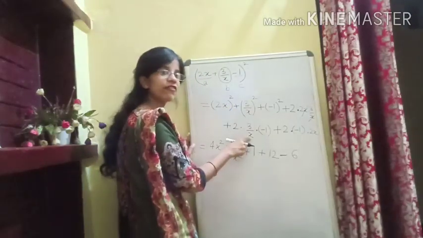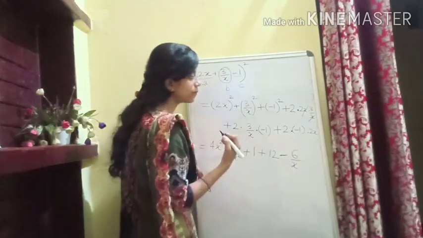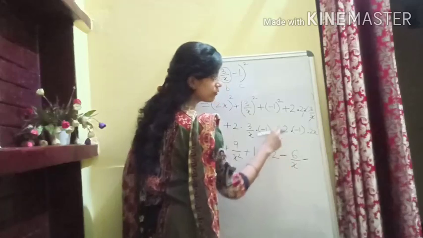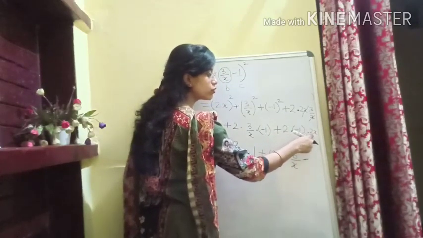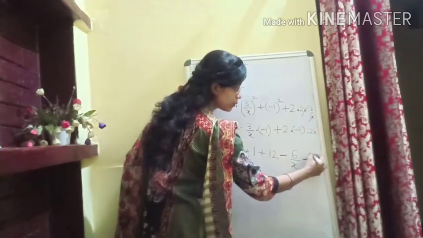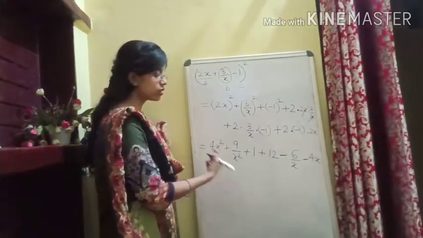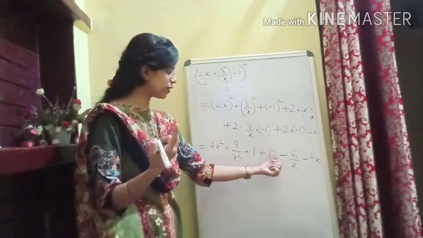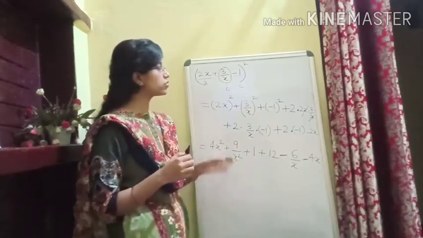And what else do we have? x, but in division, so it will be 6 upon x. Now again the next term: plus and minus gives minus. First we multiply the numbers: 2 into 1 is 2, and 2 into 2 is 4. So it will be 4 and only one variable, that is x. So this is going to be our expression. One thing you can do, you can add 12 plus 1, that is 13. So this is the expansion of the given expression.